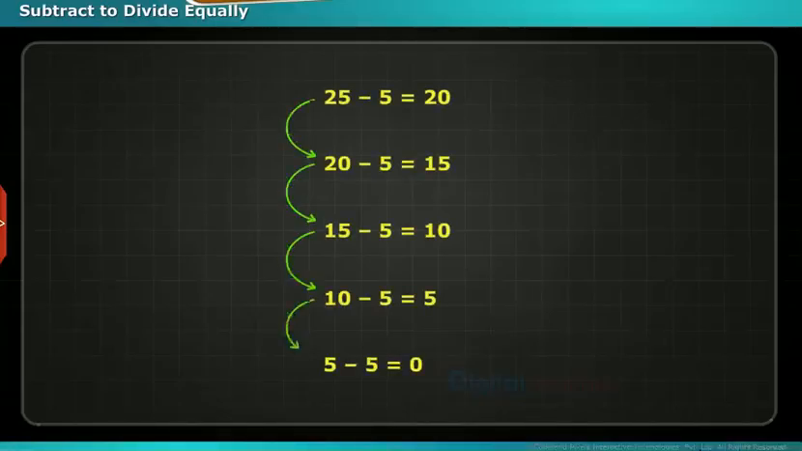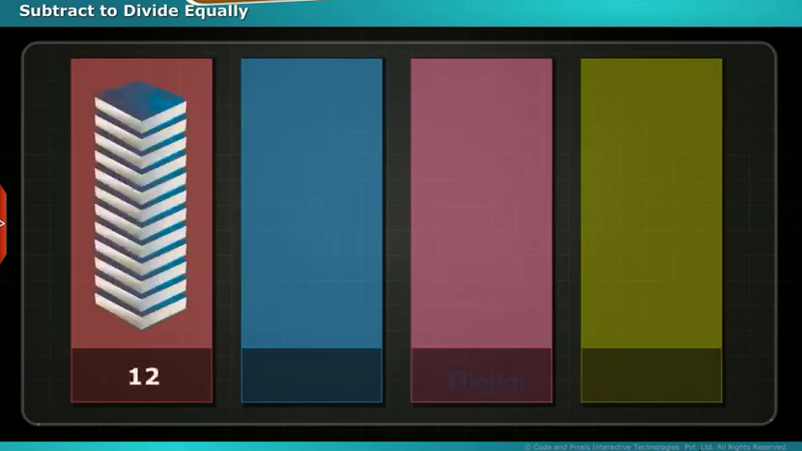Dear children, now we will study how to subtract to divide equally. Let us take an example for better understanding. Suppose we have to distribute 12 books into equal groups of 4. We will continue to subtract 4 books till all the books are distributed. Let us see how the subtraction goes.